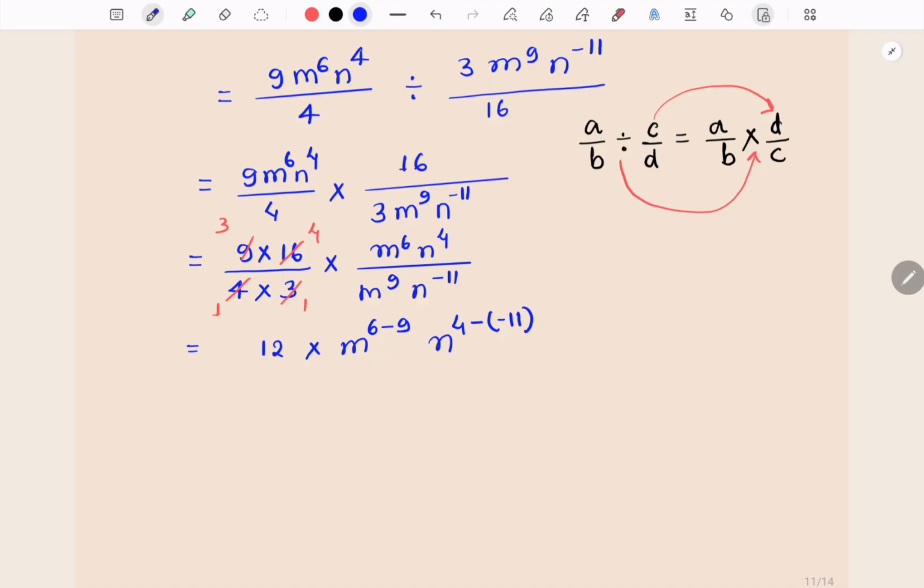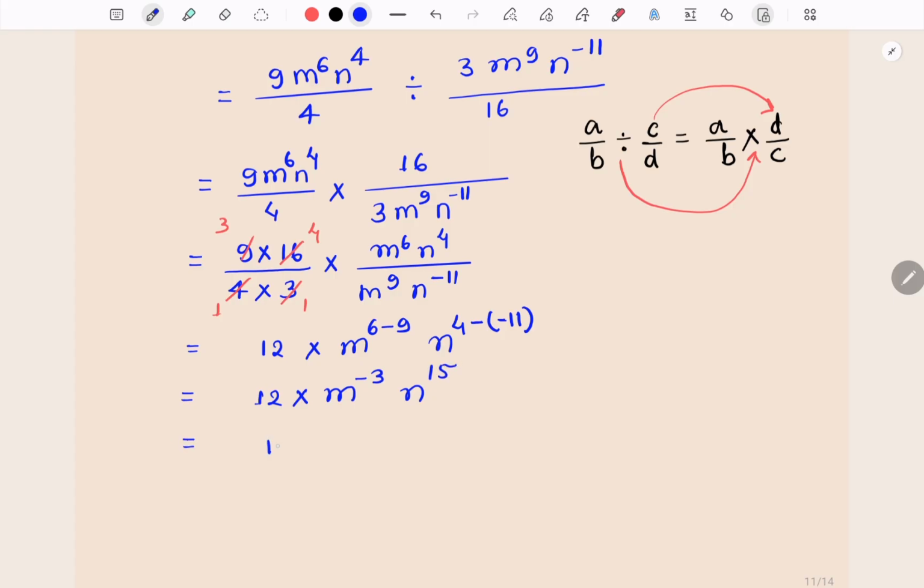This negative sign is because we are subtracting the indices, and this negative sign is the default sign of this index. So now we have 12 into m. 6 minus 9 is negative 3, and n. 4 minus 11 is 4 plus 11. 4 plus 11 gives 15.